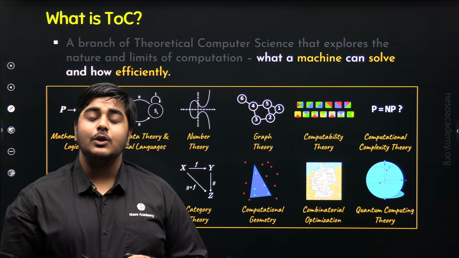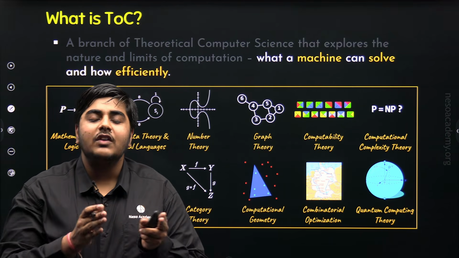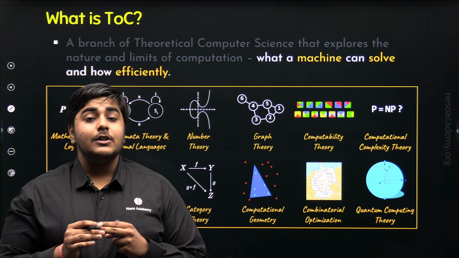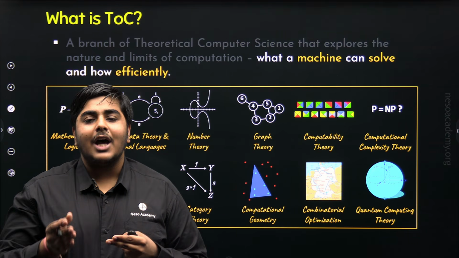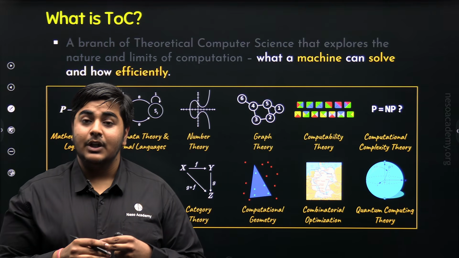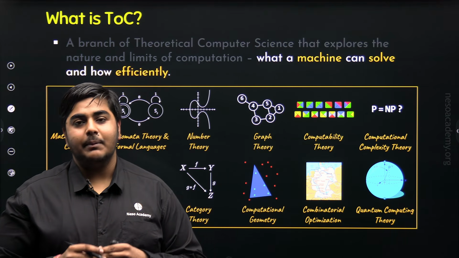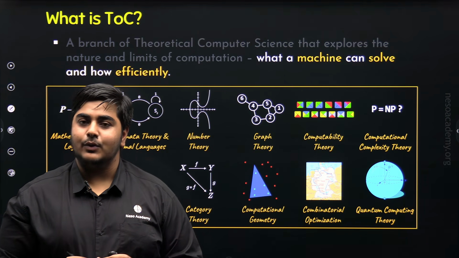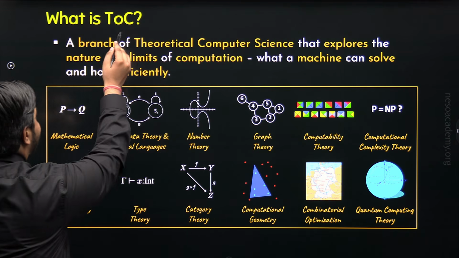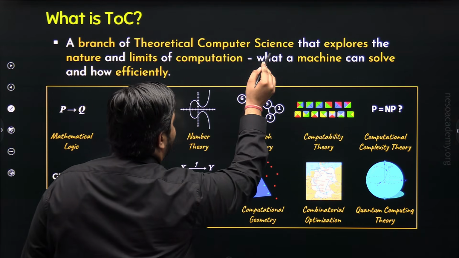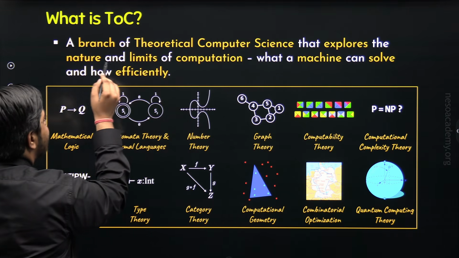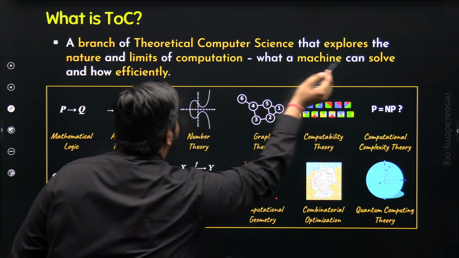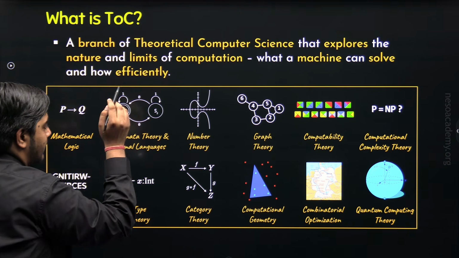Now, efficiency is also equally important as the solvability of a problem. Because if a problem is solvable, we might also be interested in knowing how much time it takes to solve that problem. So, efficiency is also equally important. Now I hope you have completely understood the definition of TOC, which says that TOC is the branch of theoretical computer science that explores the nature and limits of computation, which means what a machine can solve and how efficiently.